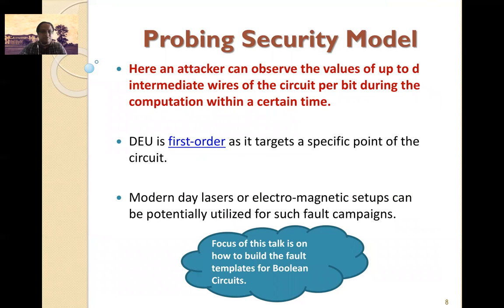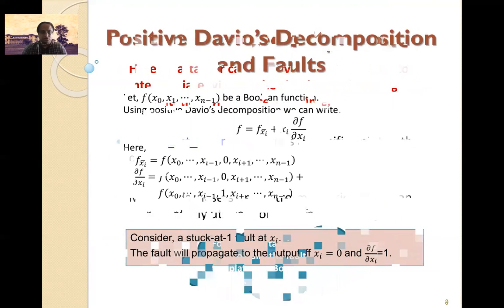I would like to emphasize that this is first order because even now we are targeting a specific register R, and that's a specific point on the circuit that we are targeting. And modern day lasers or electromagnetic setups can potentially be utilized for such fault campaigns. However, the focus of this talk is on how to build the fault templates for Boolean circuits and utilize them for attacking cryptographic circuits and implementations.